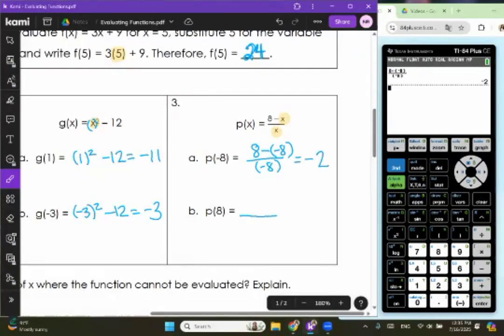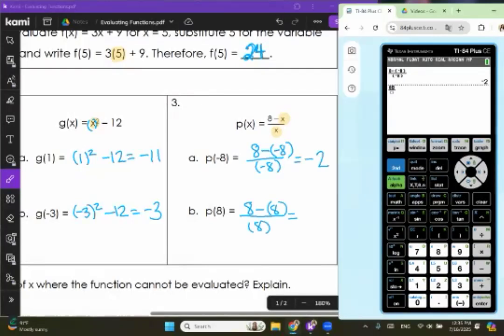Next, 8 minus 8 on top of regular 8. 8 minus parentheses 8, parentheses 8. And this time you get a 0.